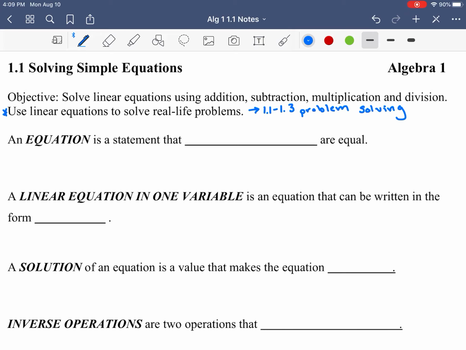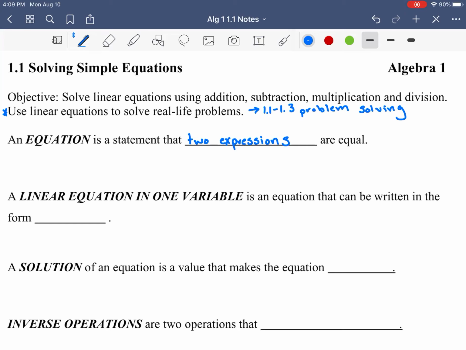Okay. So first we need to talk about what is an equation. An equation is a statement that two expressions are equal. So we have two expressions. So again, be filling in your notes as I fill mine in, so everything I write down, you should write down as well. So an equation is a statement that two expressions are equal.